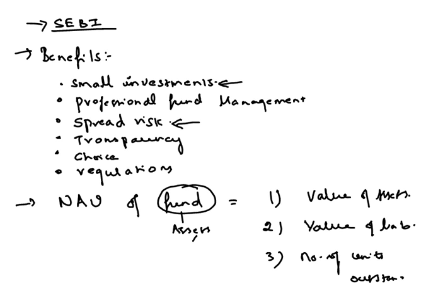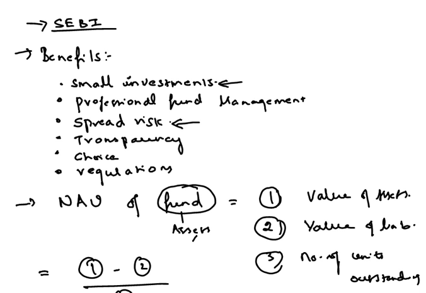Once we get all these things, now it is easy to calculate the net asset value of the fund. What you have to do is subtract 1 minus 2 and divide it by 3. By doing this you will get the per unit value of the fund, and that's how we calculate NAV.